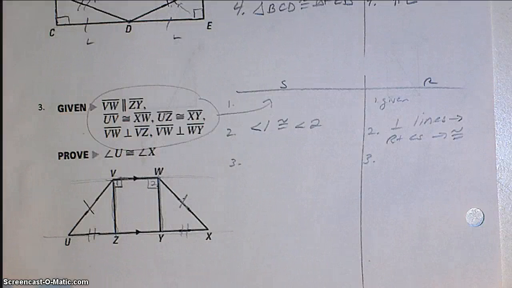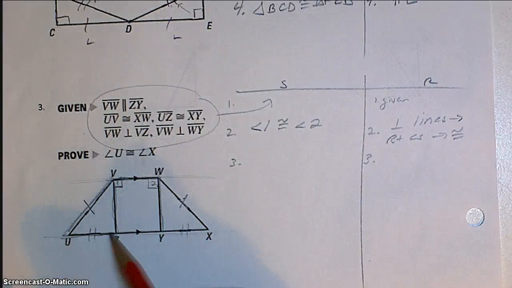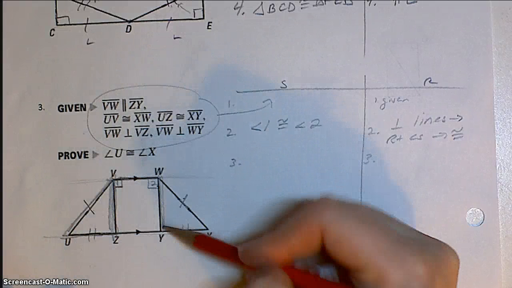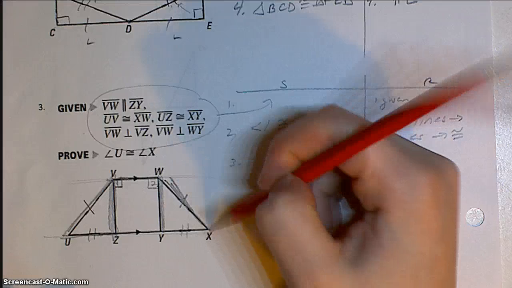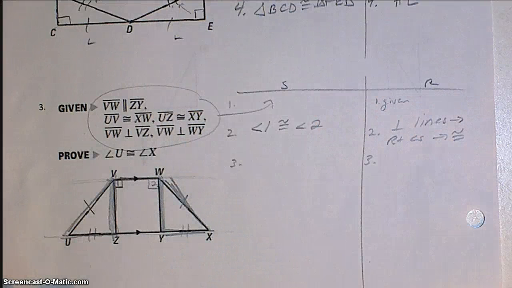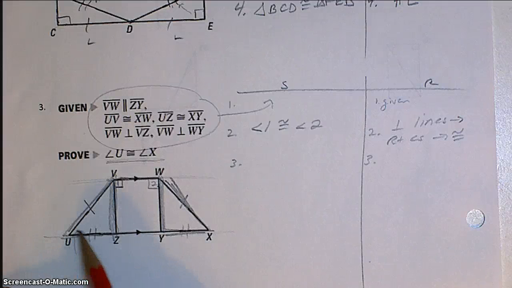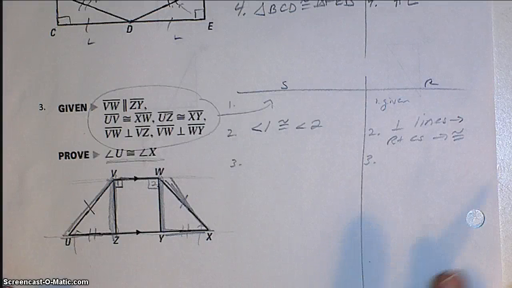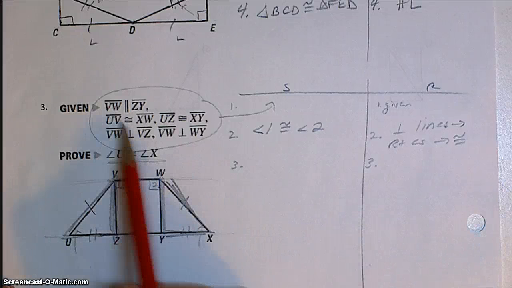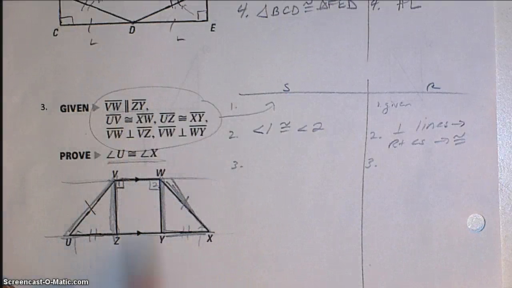Okay, but those angles aren't in the triangles that I want. I'm trying to show that these triangles here have to be congruent because I'm trying to show that U and X are the same and U and X are corresponding parts of those triangles. So first I have to say that the triangles are congruent. How could I do that? Well, there must be a reason why they told me that these parallel lines are in here.